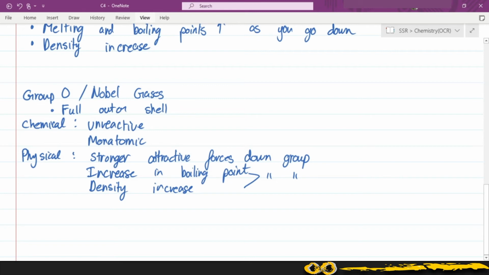Now that we have some ideas of the properties of the groups, we can start to understand how they may react with each other, or in the case of the noble gases, not react. We can also begin to understand the general structure of some chemical reactions, and we can use these trends in reactivity to predict the results of those chemical reactions.